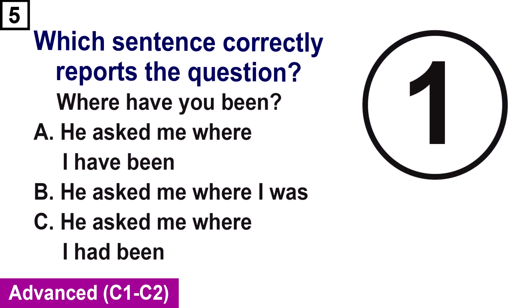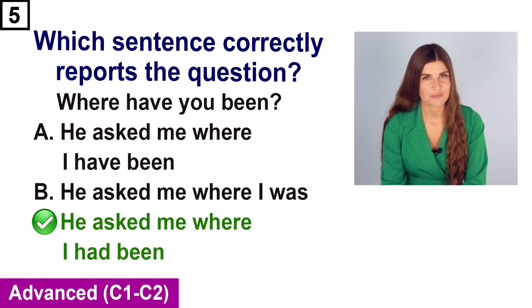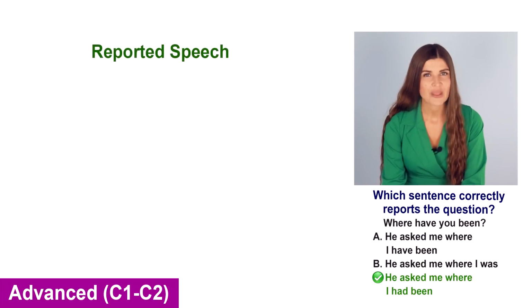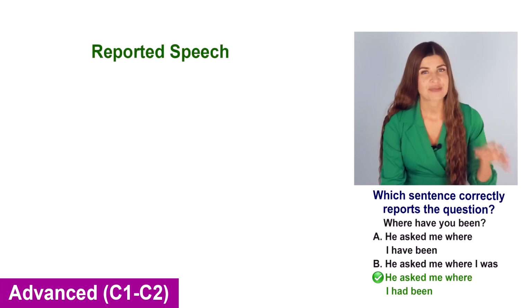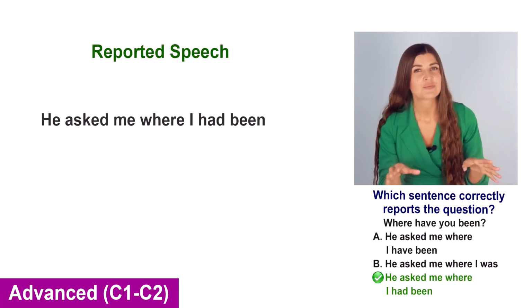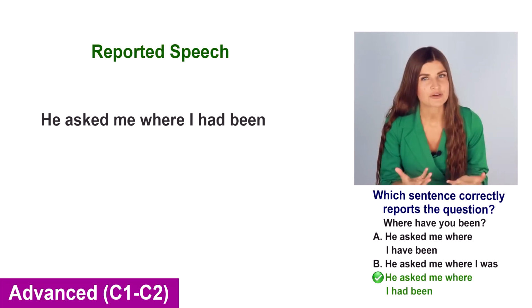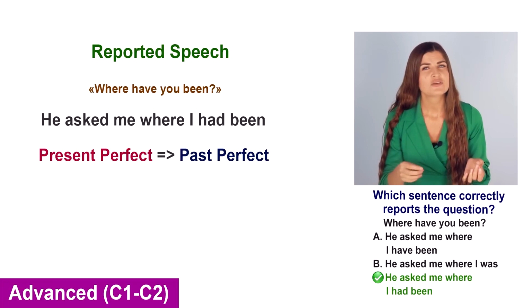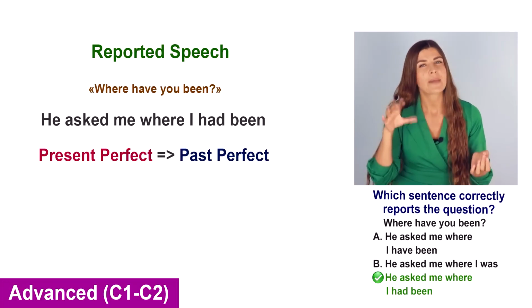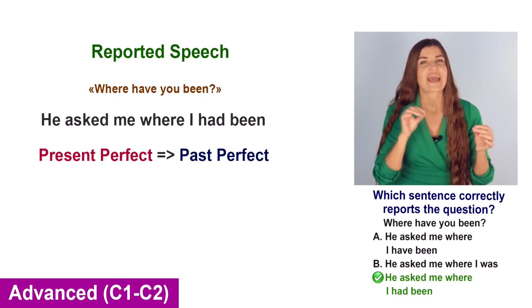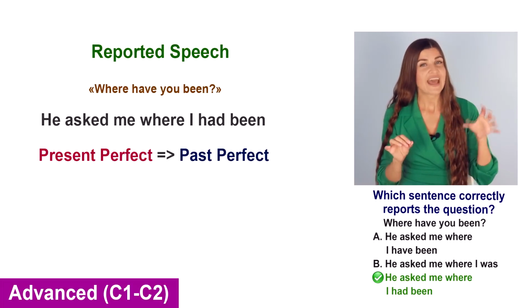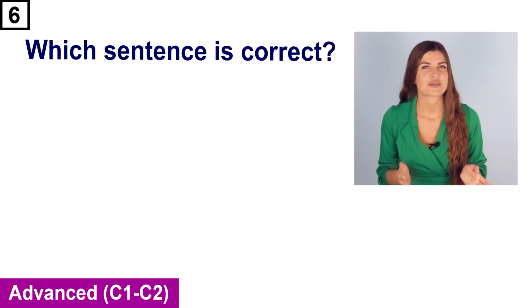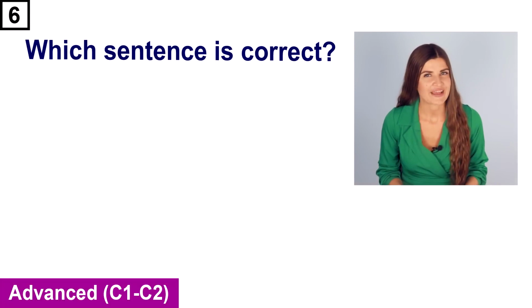Here we have the topic, reported speech. When we change from direct to indirect speech, you need to change the grammar. We have a question in the present perfect tense, so we need to change it to the past perfect. He asked me where I had been. The next question. Which sentence is correct?